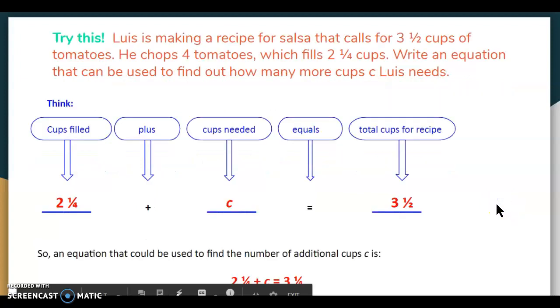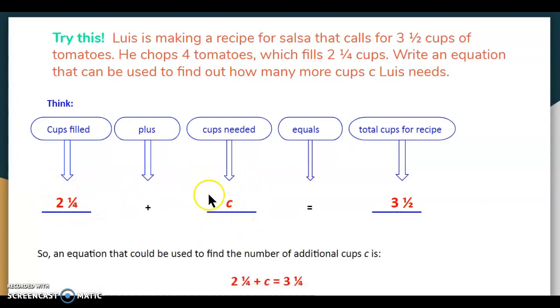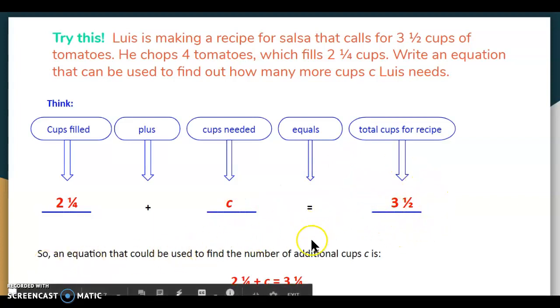And I'm hoping you wrote this. So we know that he filled 2¼ cups. We don't know how many cups he needs. Okay, so that's C. But we know the total recipe needs 3½. So we put it all together in algebra form. 2¼ plus C equals 3½. Oh, I said 1½, sorry. This should say 3½.